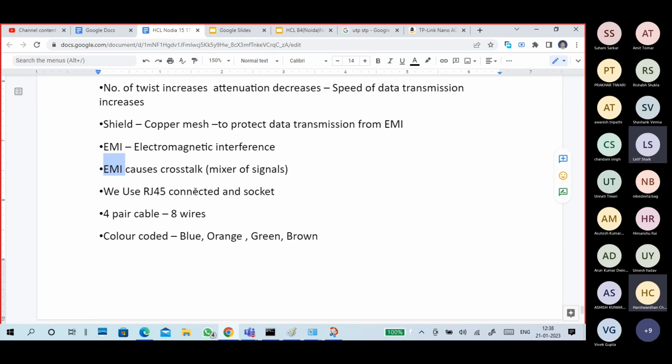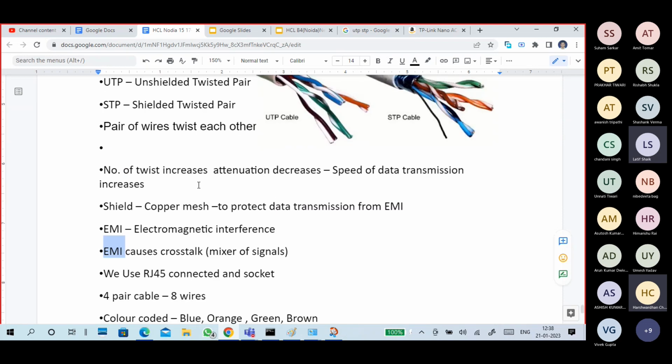What is EMI? It is electromagnetic interference, meaning a lot of electromagnetic signals outside may affect your wire signals. It causes a mixture of signals, like one voice mixed with another voice, so it becomes a disturbance and we don't understand what it is. Same way, electromagnetic interference interferes with our main signal. It causes crosstalk, a mixture of signals.